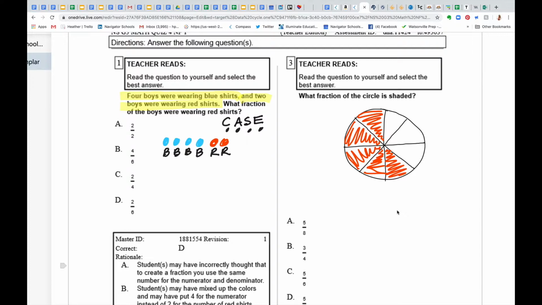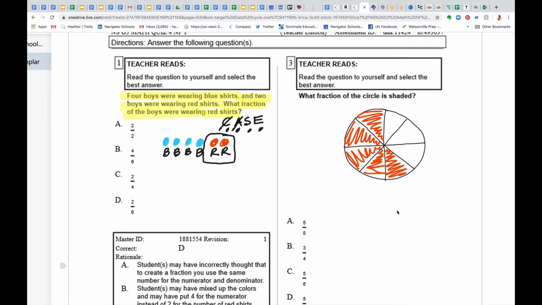What fraction of the boys were wearing red shirts? So this is a really important chunk. What fraction of the boys were wearing red shirts? So I'm going to go ahead and circle the red shirts because that is what I'm trying to find. All right, now I'm going to start, and let's see, I've chunked my problem. I've created a model and I've annotated part of the model.